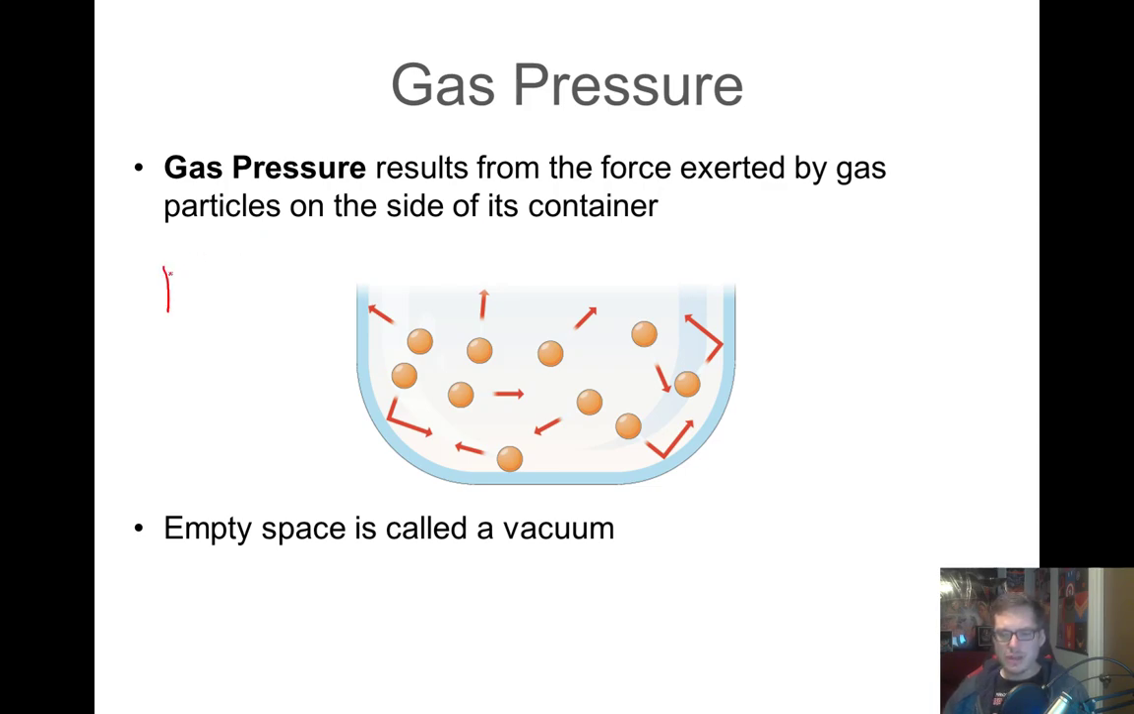Pressure is also defined as the force applied over an area. So how hard is it hitting? How big of an area are you looking at? That's the pressure. We'll talk a lot about pressure in the next unit when we talk about our gas laws, and so on.